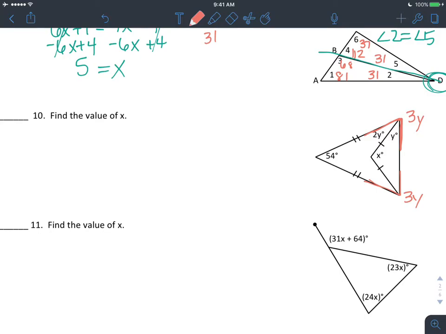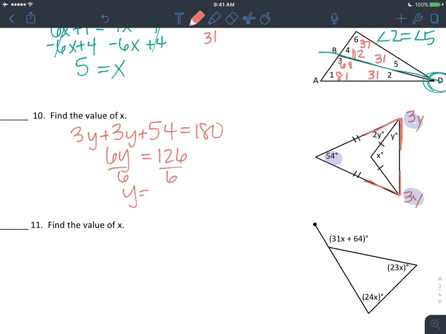So that means we're going to have 3y plus 3y plus 54, and that is all going to equal 180 because that is the three angles in our triangle. So we're going to get 6y. Then we're going to have to subtract 54 to the other side, which is 126. Then when we divide by 6, we're going to get y equals 21.